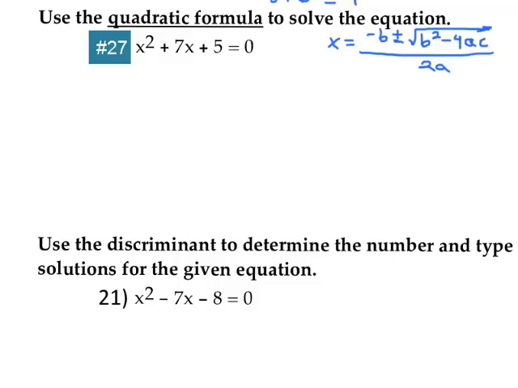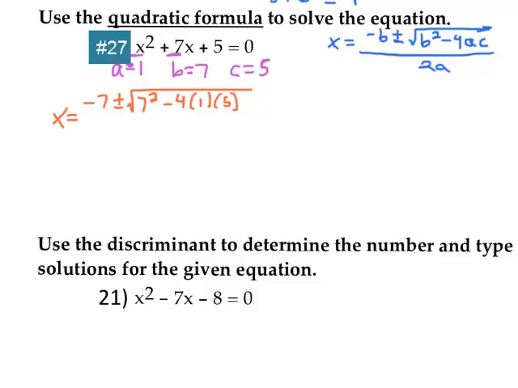The way we figure out what a, b, and c are to plug in is a is the number in front of x squared, so here a is going to equal 1. b is the number in front of x, which is 7. c is the number that's left over, which is 5. So we got to plug in x equals negative b plus or minus square root of b squared minus 4ac all over 2a. Then we need to simplify.